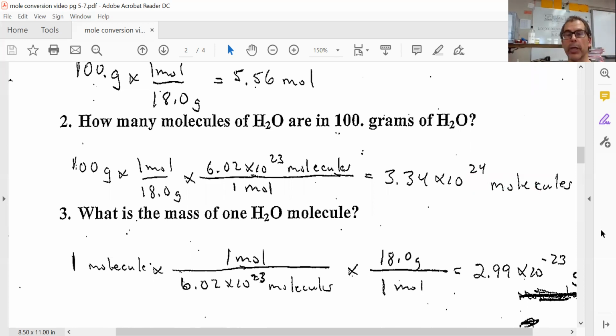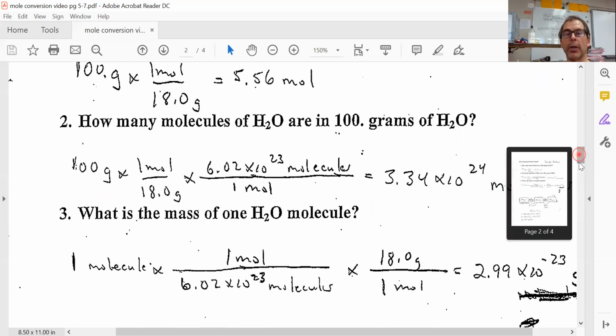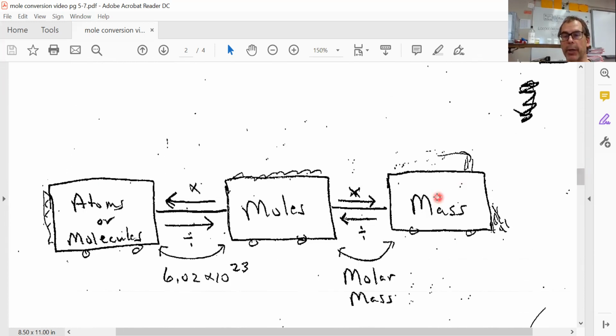So notice I divided by the molar mass, multiplied by 6 times 10 to the 23rd, because our mole train told us to do that. We started at grams, 100 grams, divide by the molar mass to get to moles, multiply by 6 times 10 to the 23rd.